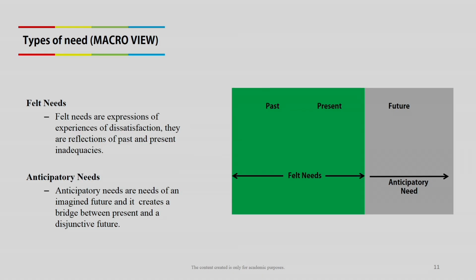What you need is anticipatory need. But most of the time designers don't consider this anticipatory need. Anticipatory needs are needs of an imagined future, and they create a bridge between the present and a disjunctive future. So, in case of anticipatory need, we are at present and we do not know the future point, but we are anticipating a need, and that anticipatory need is creating a bridge.